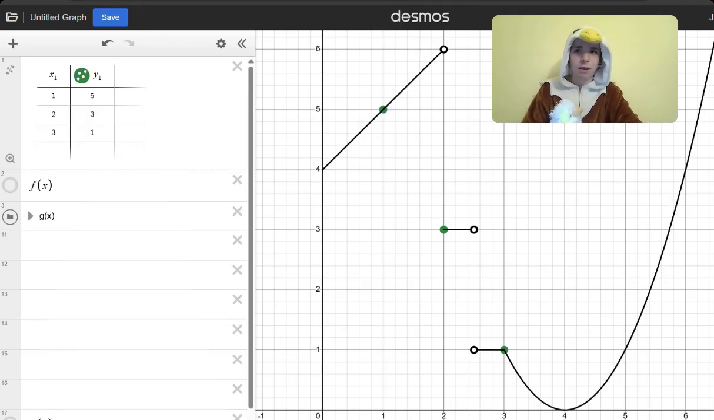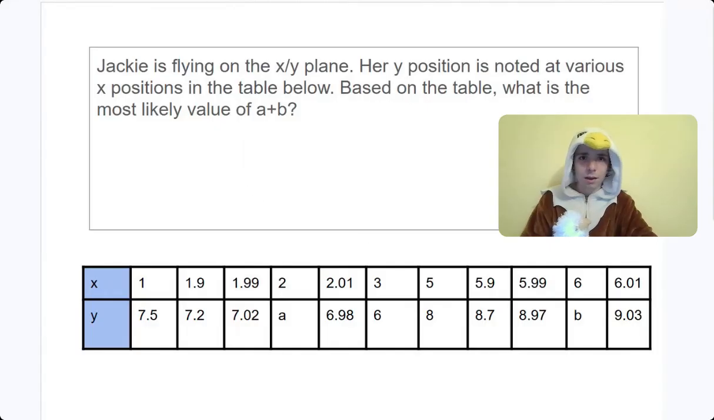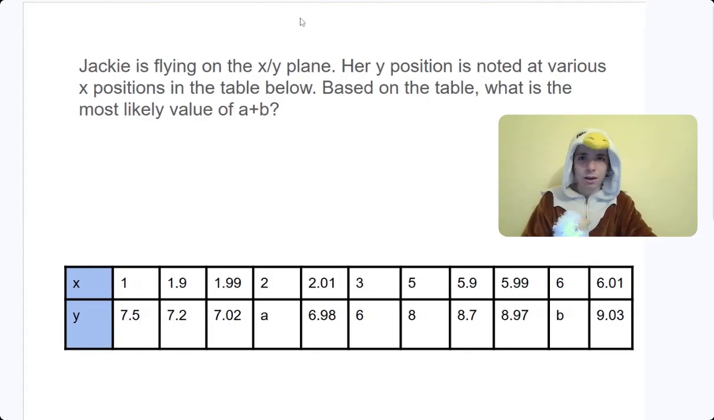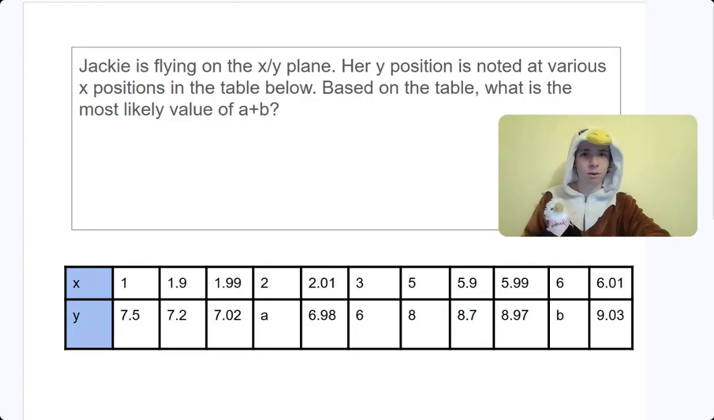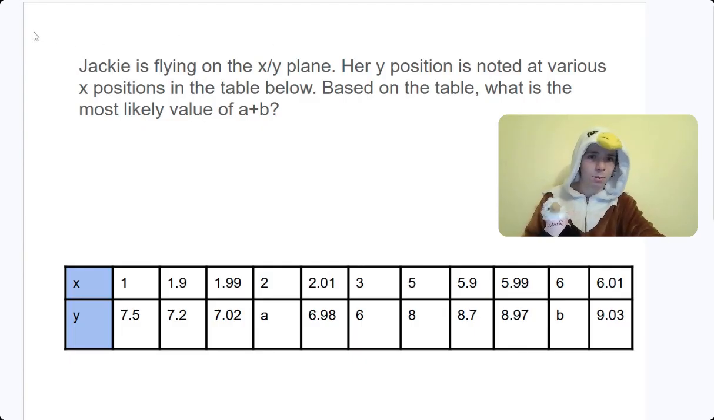And let's look at an example here. Jackie is flying on the X and Y plane. Her Y position is noted in the table below, so it's tracking her Y position over X. And based on the table, what is the most likely value of A plus B? So we have two values, A and B, that we don't exactly know. It just gives us variables, but they're at x equals 2 and x equals 6.